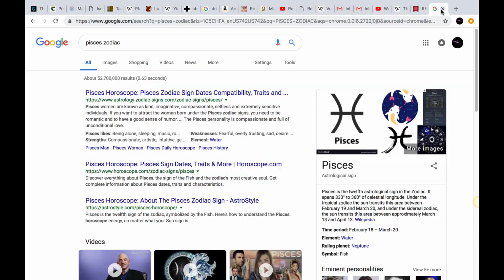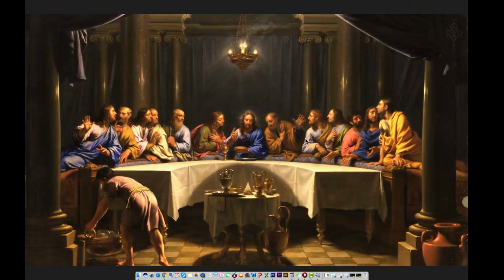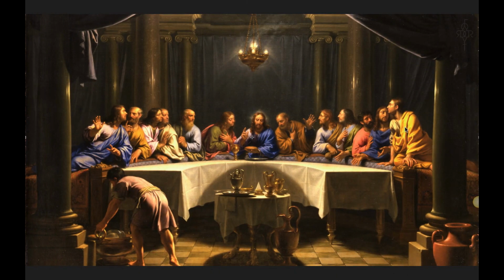When you look at the Pisces horoscope, you'll see the fish. Jesus was known as a fisherman, the dual fish representing the duality. There's a very good reason why Pisces sits at the end. He's the 12th Zodiac sign. Very good reason why Jesus is associated with that.